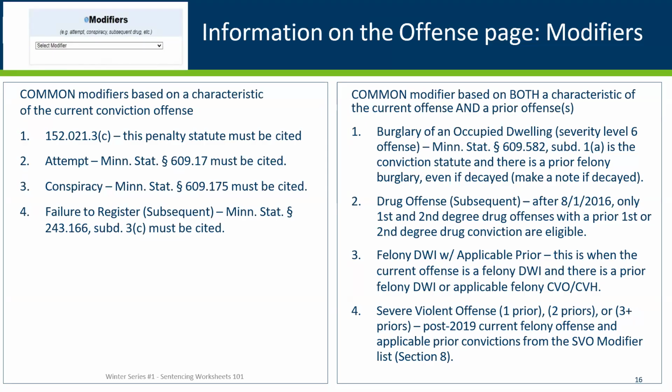So for a first degree controlled substance under this statute with no criminal history score, the sentence is 65 months. The lower end of the range then also is 65 months. So with this modifier, the lower range cannot be less than the presumptive sentence from the grid cell.